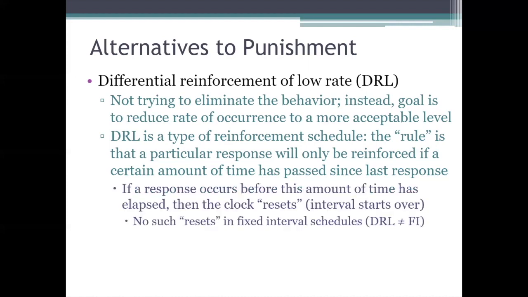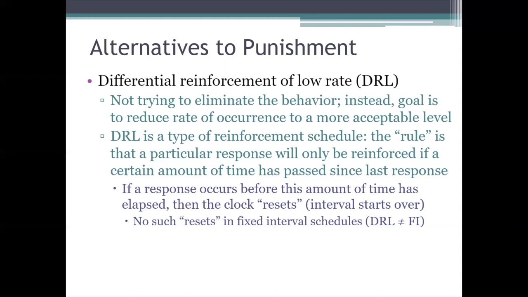So that sounds kind of like a fixed interval schedule, right? But the difference is that with DRL, if the animal performs the response before the interval ends, then that will actually restart the interval. So, for example, if only 9 seconds have passed since the person or animal last made the response, then not only will that response not get reinforced, but now 10 more seconds have to pass without a response before the next response can get reinforced. So the clock resets on a DRL schedule. It doesn't do that on a fixed interval schedule or on a variable interval schedule, but it does reset on a DRL schedule.